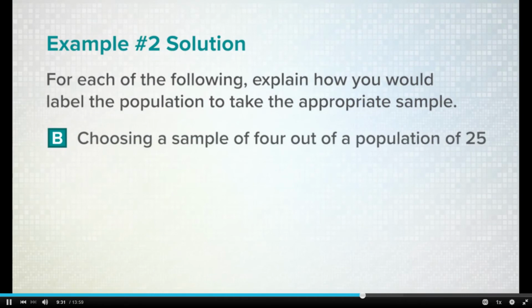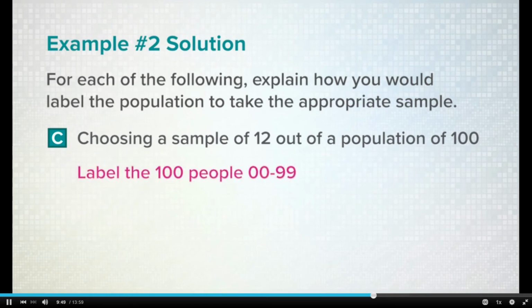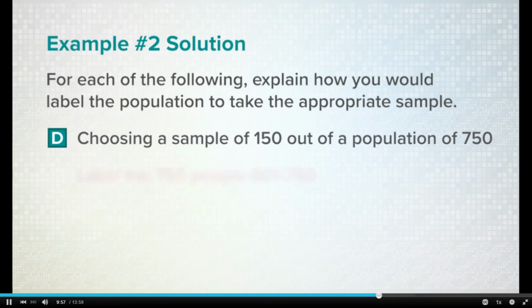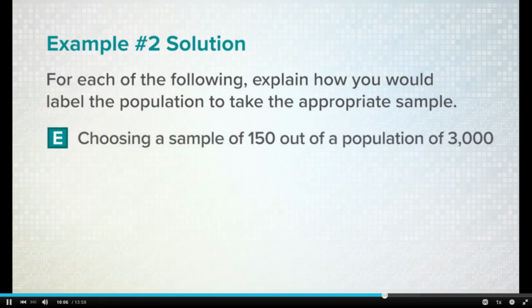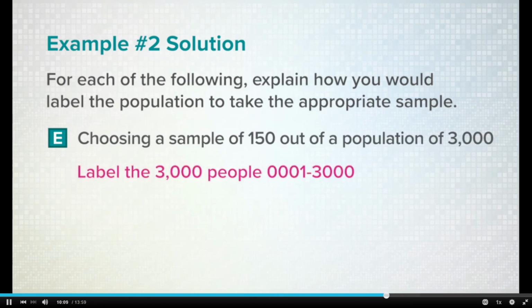Now here's the solution for part B. Label the 25 people 01 to 25. The solution for part C can vary like part A. You have 100 people here, and you could use 001 to 100, but I'm going to label 100 people 00 to 99. That way I'm using less digits. The solution for part D is labeled as 750 people, 001 to 750. And the solution for part E is labeled with 3,000 people, 0001 to 3000.